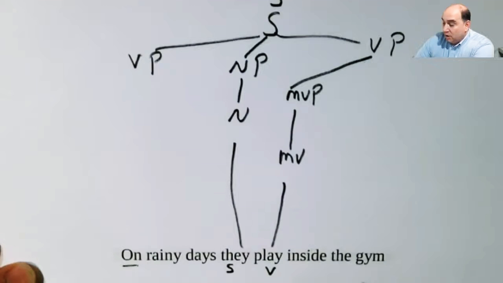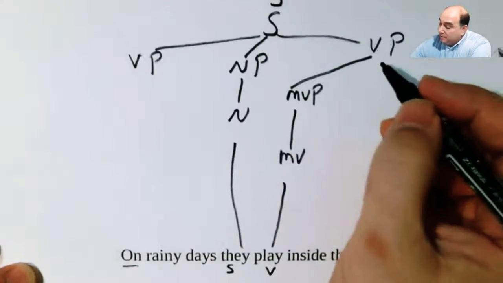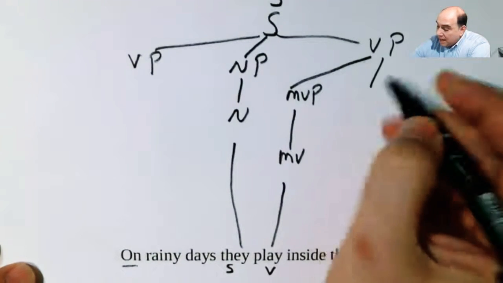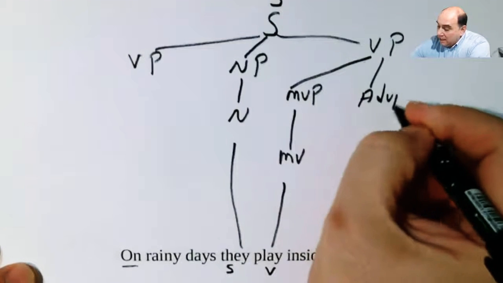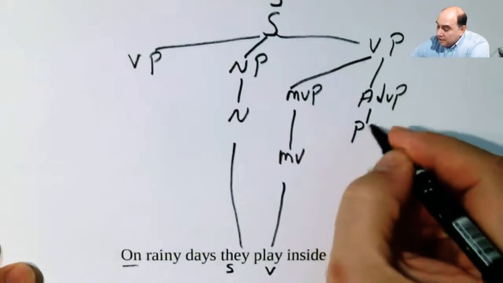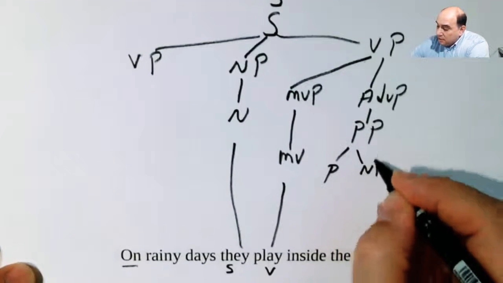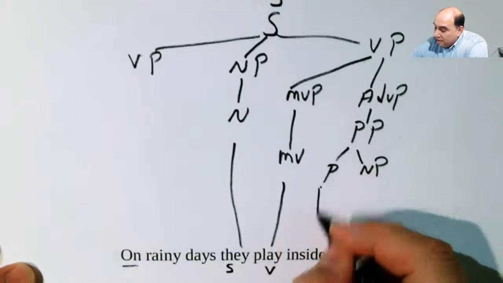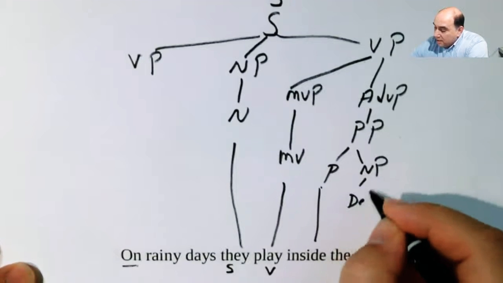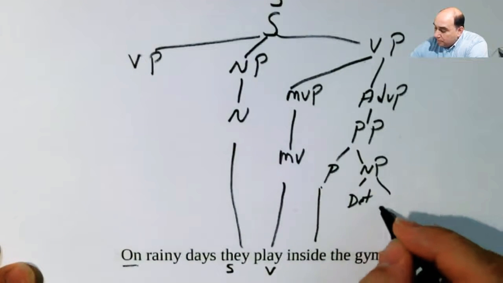So this is describing the verb. What describes a verb? You guessed it. It's an adverb phrase, and its form is a prepositional phrase. So it's a preposition and a noun phrase, and this preposition is inside. The noun phrase is a determiner, the, and the noun, gym.